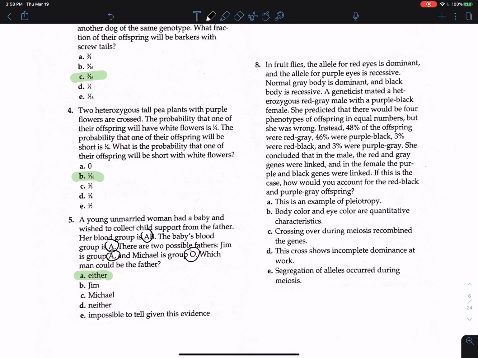The answer here, to account for that, we could say crossing over occurred during meiosis. Okay? So anytime you get seemingly random variations or anything like that, it's usually a result of crossing over, and this occurs in meiosis, of course, during the metaphase. I believe in metaphase 2. Don't quote me on that. It could be metaphase 1.